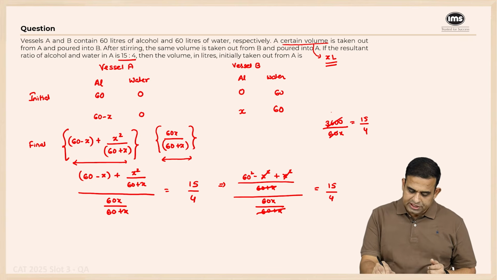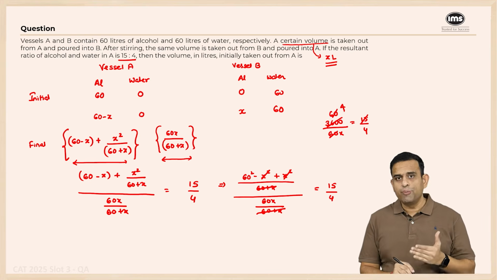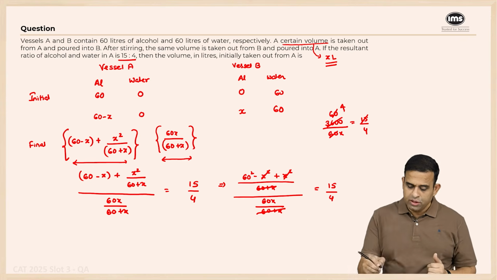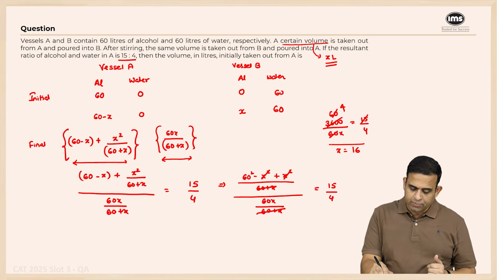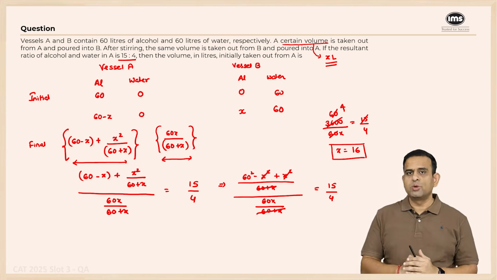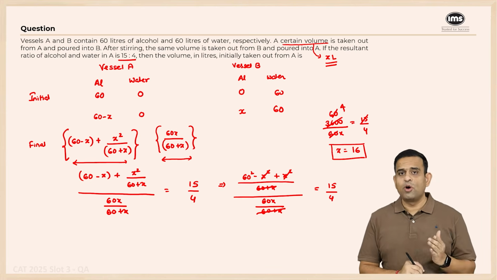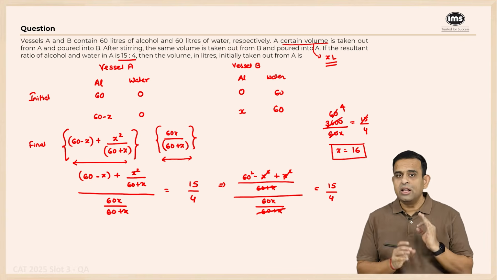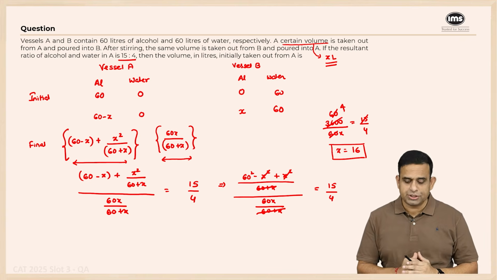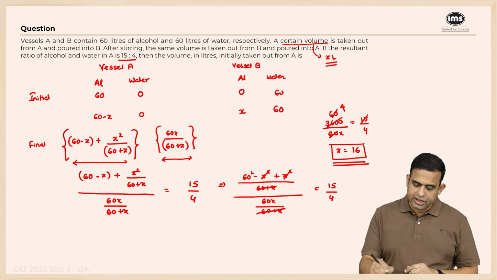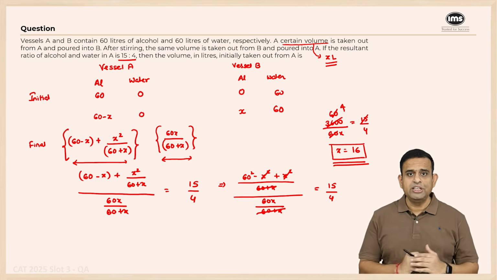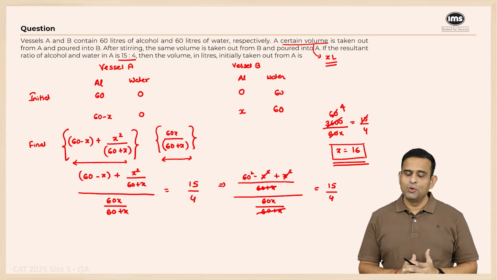So 60 60s are 15 4s are. So we are getting 4 by x is equal to 1 by 4. If I cross multiply, 4 into 4 become equal to 16. And what was x? X was the quantity which was moved initially from, let's say, vessel A to vessel B, and that is what has been asked in the question. So 16 liter is the required answer, hence one can put 16 over here in this question.